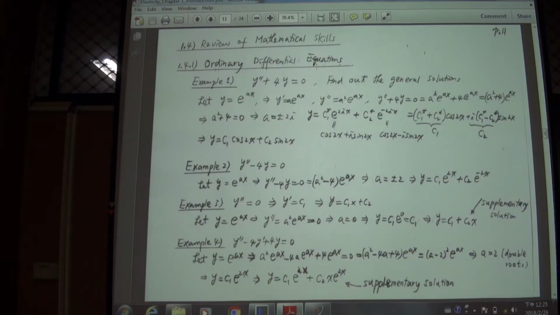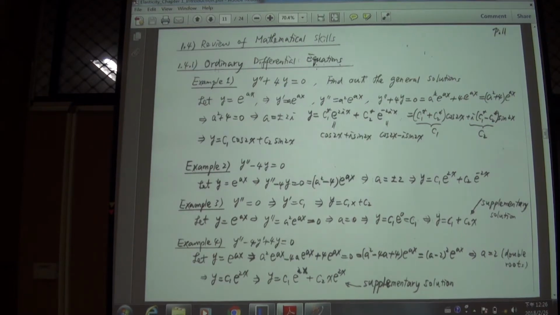In this section, we talk about some mathematical skill. Elasticity relies on the theory of differential equations. So, in order to handle the material deeply, you need to have better knowledge of differential equations.